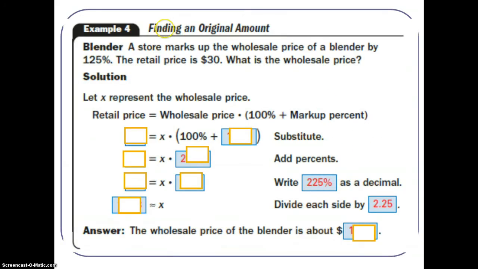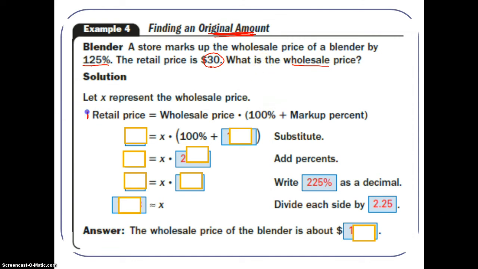For example 4, we're going to find an original amount. So this is going to be a key word when you look at other problems. A store marks up the wholesale price of a blender by 125%. The retail price is $30. What was the wholesale price, which is your original amount? Let x represent the wholesale price.